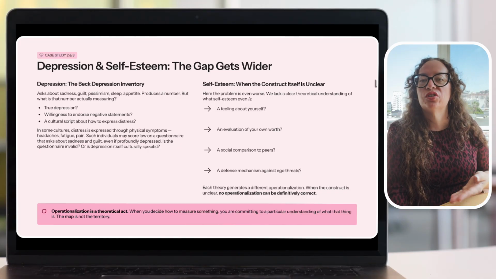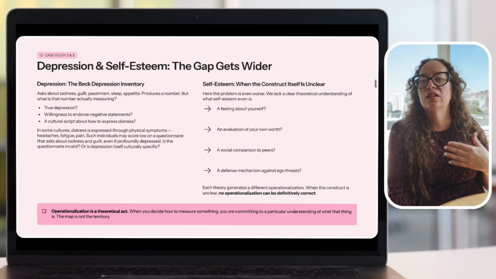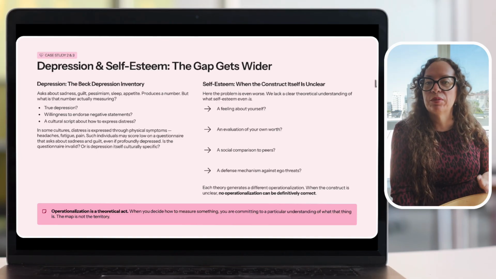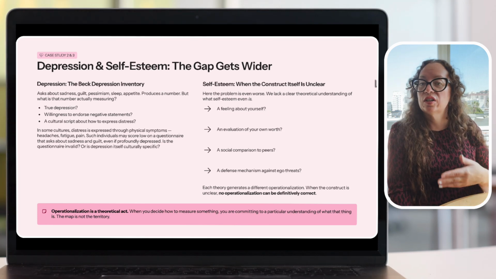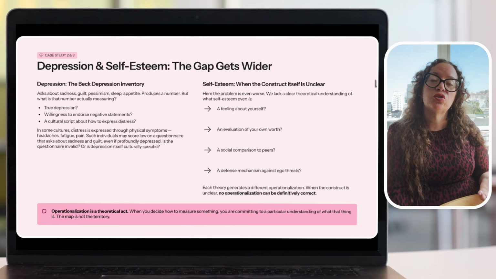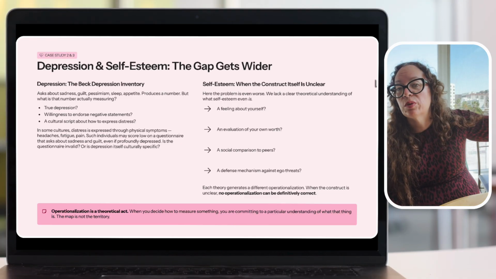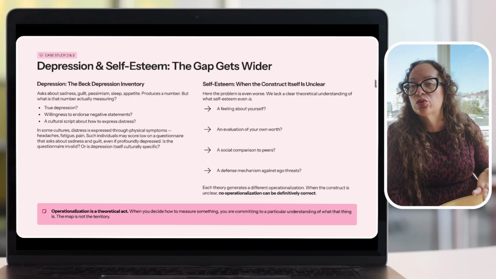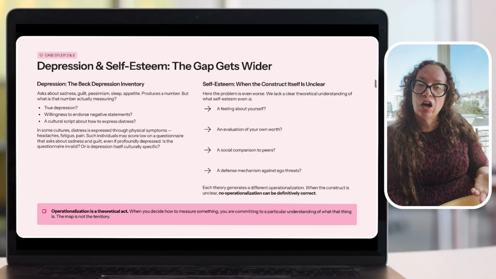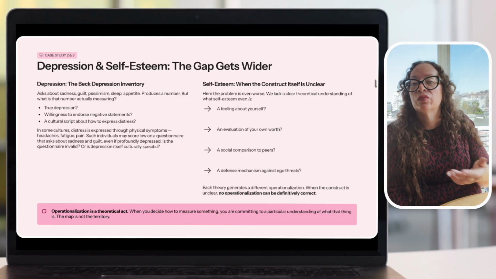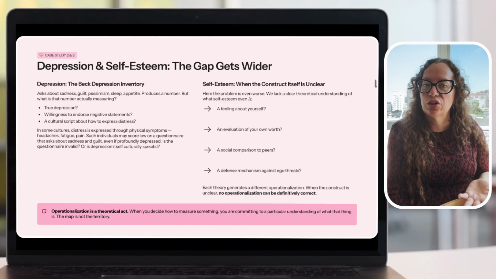Now, one common operationalization of depression is the Beck Depression Inventory. It asks questions about sadness, guilt, pessimism, sleep, appetite, and so on. It produces a number, but what is that number actually measuring? Is it measuring depression, or is it measuring willingness to endorse negative statements about yourself? Is it measuring a cultural script? What people in this culture think depression is supposed to look like? Is it measuring how people want to present themselves? So the concrete problem is that different cultures respond differently to depression questionnaires.